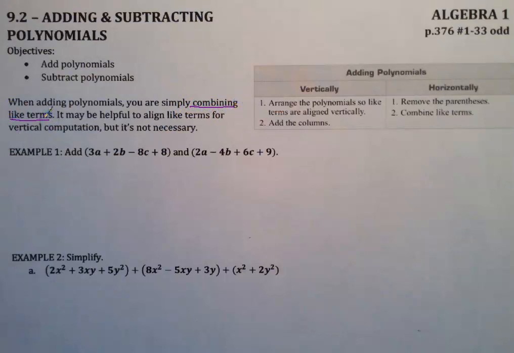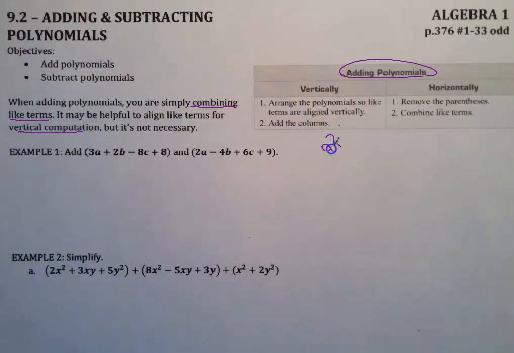Okay, it may be helpful to align like terms for vertical computation, so I'll show you what that looks like, but it is not necessary. Okay, and so then there's this chart that helps us look at how to add polynomials, and the same thing works for subtracting. So if we want to do it vertically, we're going to arrange the polynomials so the like terms are aligned vertically, and then add the columns.